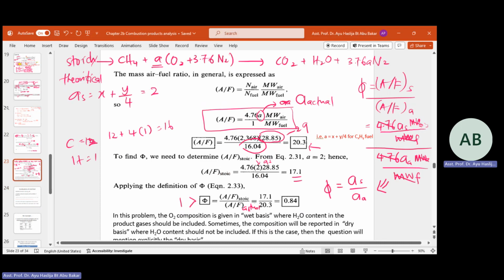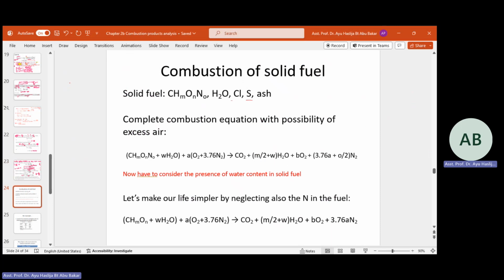Now, all the examples just now had the fuel in gas form. Now we try for solid fuel. Okay, solid fuel where this is the solid part, plus H2O here if the fuel is wet. It has some moisture. So basically it is the same: the fuel, air, and then the products, CO2, H2O, O2 if excess air, and N2. This is the solid. Here they mention to consider the presence of water content in solid fuel. This one says to neglect the N in the fuel, just to simplify the equation, so that is why they removed the N.